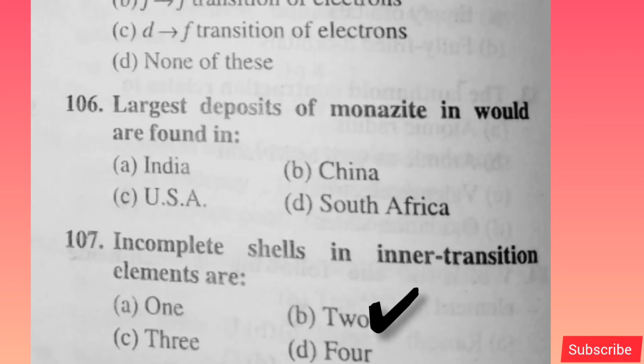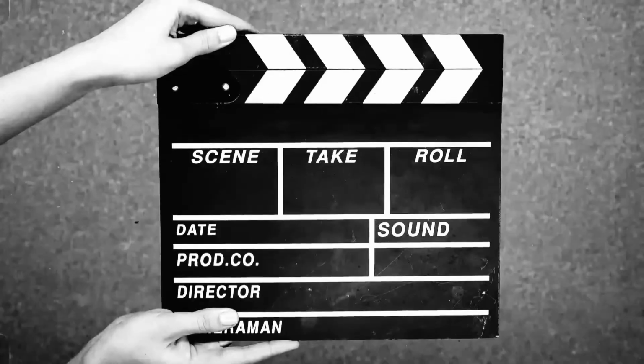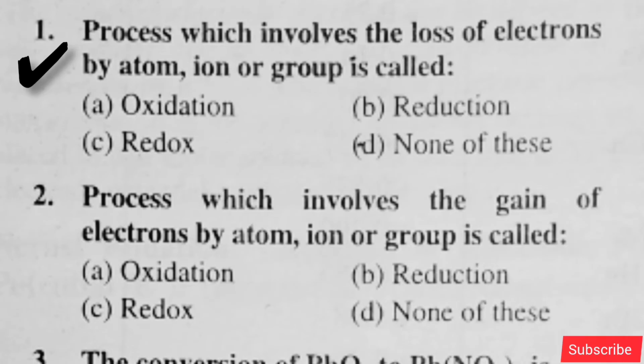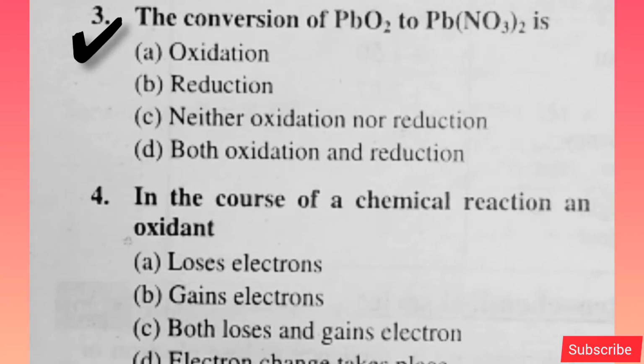Option B is correct. So let's start with question number 1. The process which involves the loss of electrons by atom, ion or group is called oxidation. Option A is right. The process which involves the gain of electrons by atom, ion or group is called reduction. Option B is right. The conversion of PbO2 to Pb(NO3)2 is.